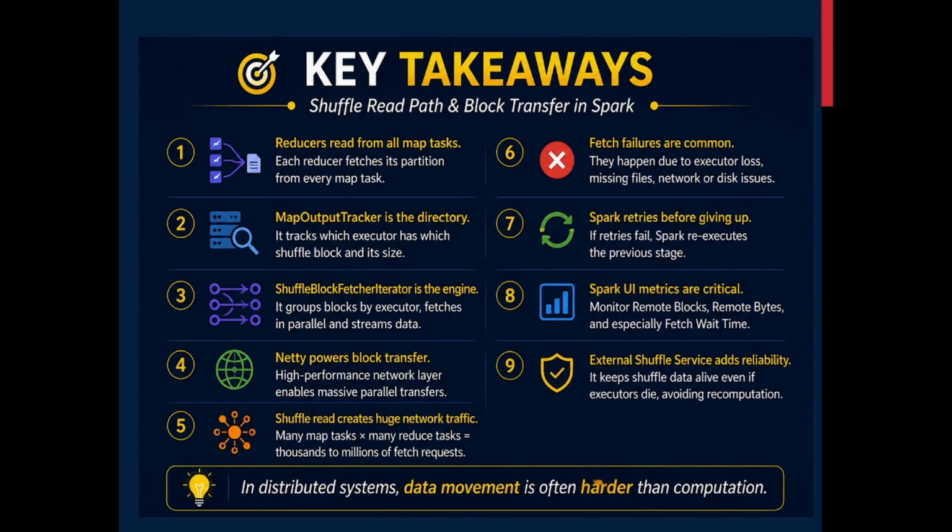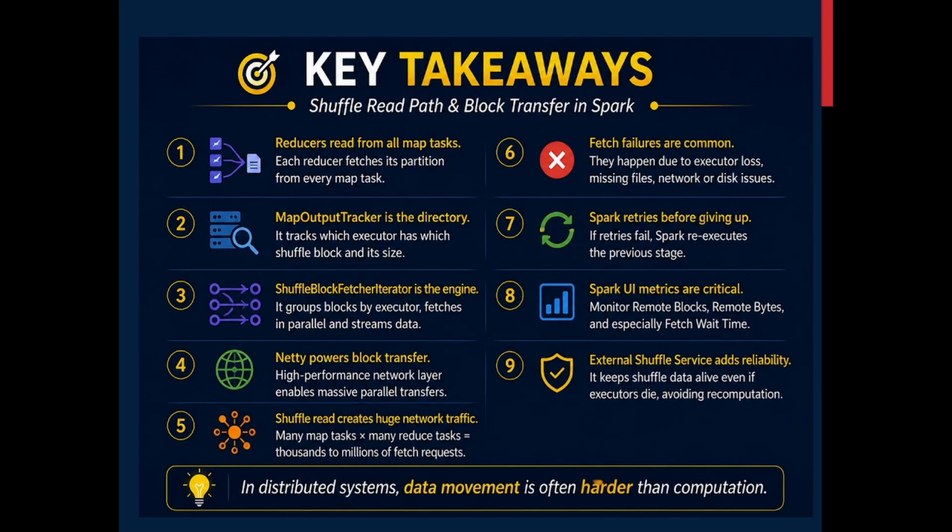So next time your Spark job slows down, don't immediately blame your transformations, don't immediately blame memory, and don't immediately blame the cluster. Follow the data. Look at the shuffle. Look at the network. Look at the fetch wait times. Because many Spark performance problems are actually data movement problems. And once you understand the shuffle read path, you've crossed one of the biggest milestones in understanding Spark internals.